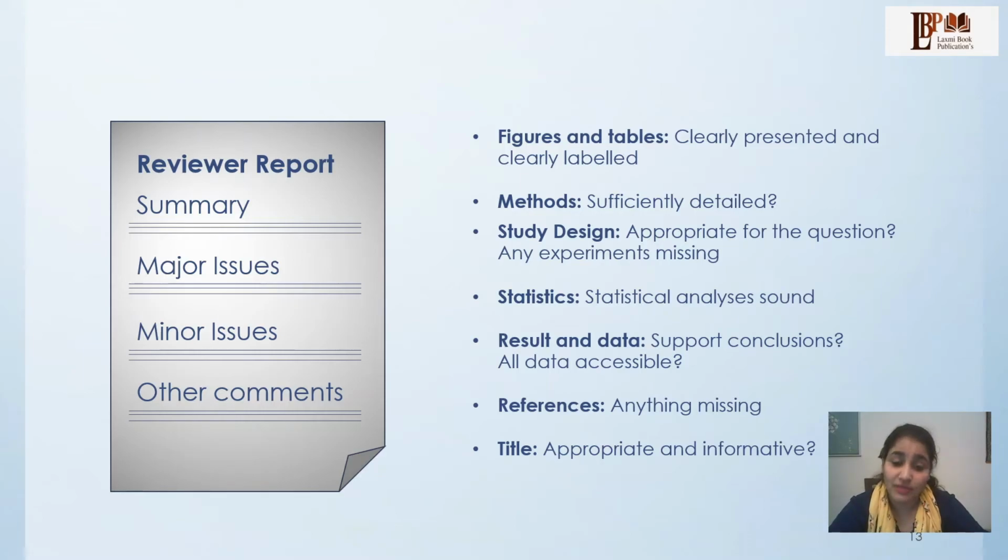Coming on to the results. Do the results support the conclusions or not? And is the data accessible? An important point. Coming on to the references, any references which are missing have to be settled, it has to be seen what references are missing in your manuscript. And coming on to the title, is the title appropriate and informative, right?